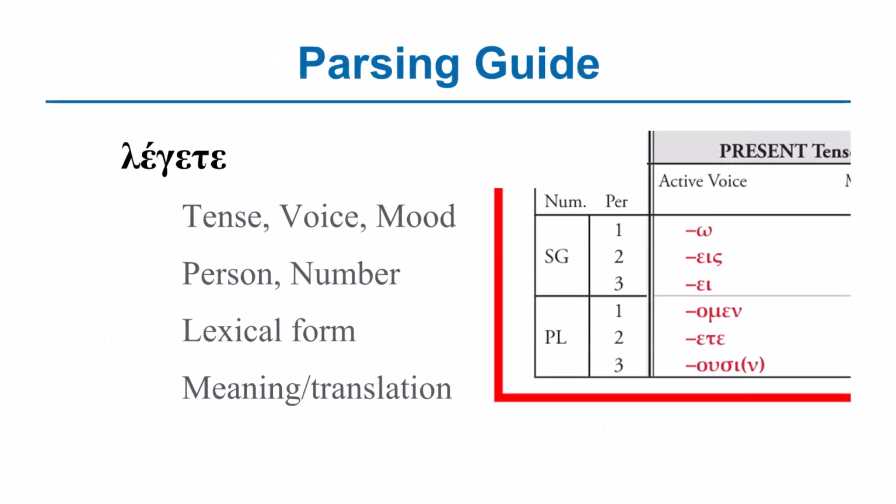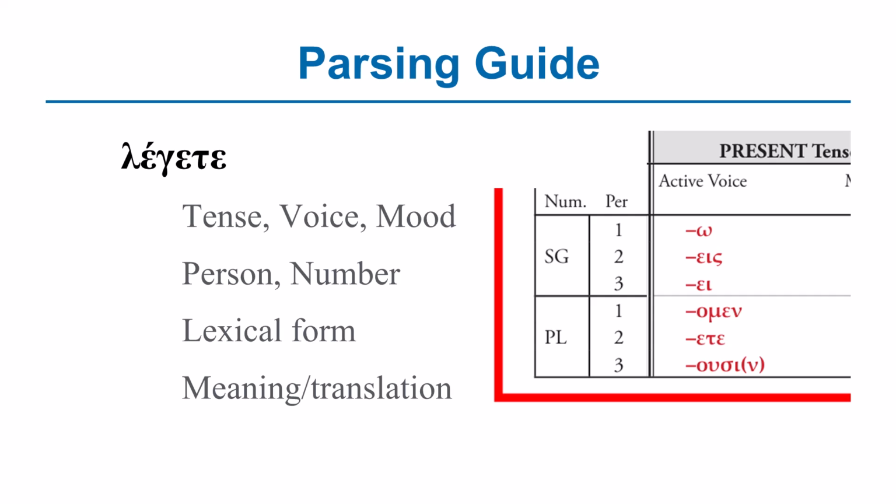Now let's look at parsing. How do you parse a verb? So what is it to parse a word? To parse a word means to identify its grammatical details. Grammatical details of the word are things like the case, the tense, the voice. So you identify its grammatical details, give its lexical form. Now lexical form, we are talking about the dictionary form, how it appears in the vocabulary. That's what we mean by lexical form. And after you have identified those things, you provide its meaning in context.